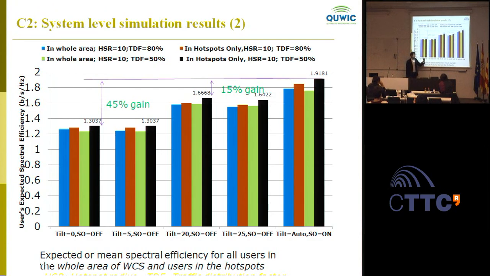But the problem is this is not about the amount of gain. It's about the amount of money, amount of quality service, amount of time, or amount of labor you would be able to save with a solution like this, because you don't have to rely on planning tools and engineers to go and keep changing tilts. You just need to put this solution in your base station, and then they're going to do the rest.